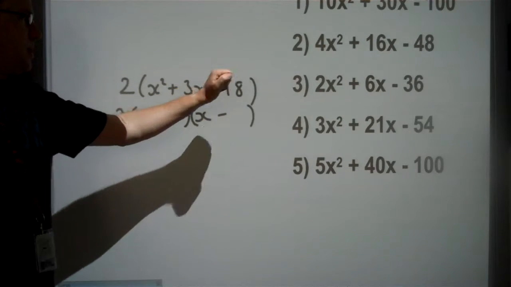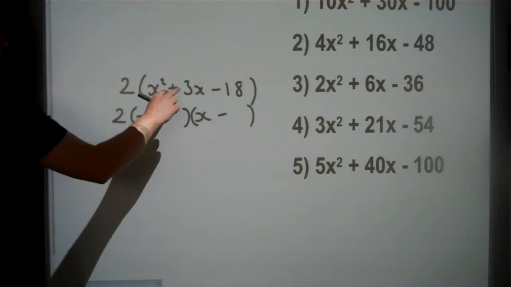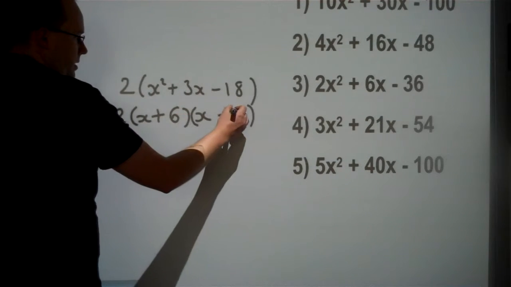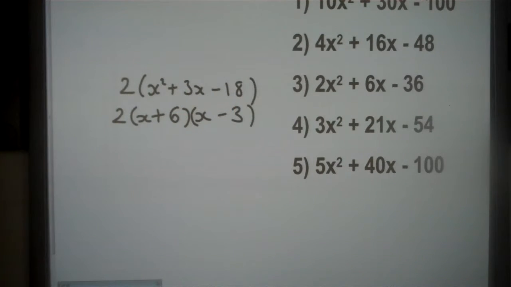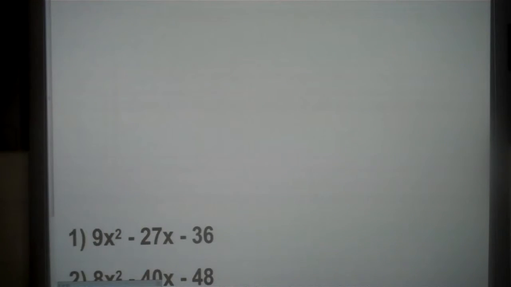Two numbers that times to make 18, but subtract to make 3, and you should find 6 and 3 would work very nice for that. As I want to finish with positive 3, I want to do positive 6, take away 3. And you should finish off the other ones for this as well.